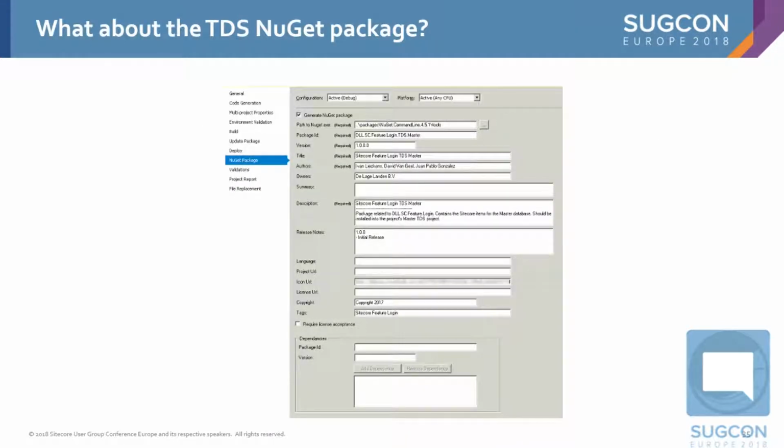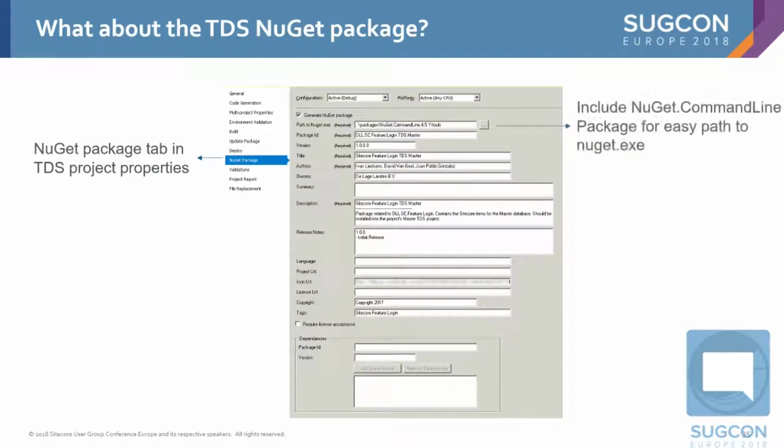So what about the TDS NuGet package? This is one of the nice features of TDS. You could most likely do the same thing with a Unicorn implementation. But there's a NuGet package tab in the TDS project.